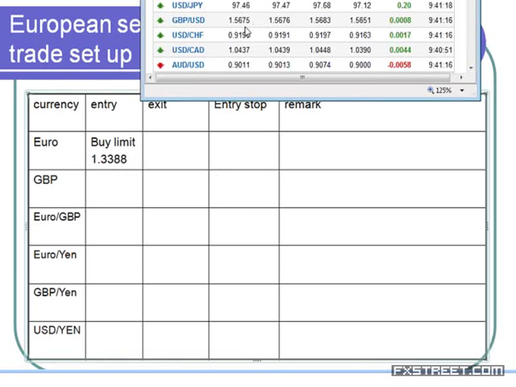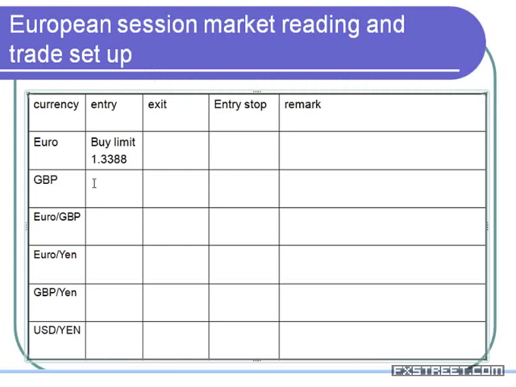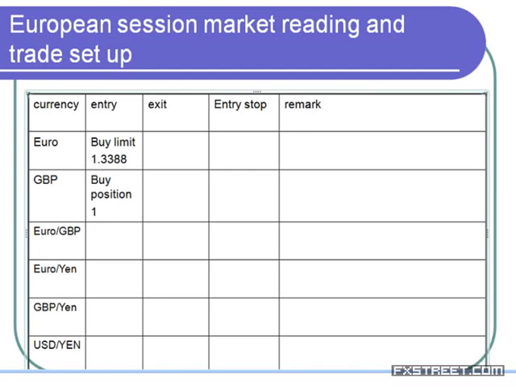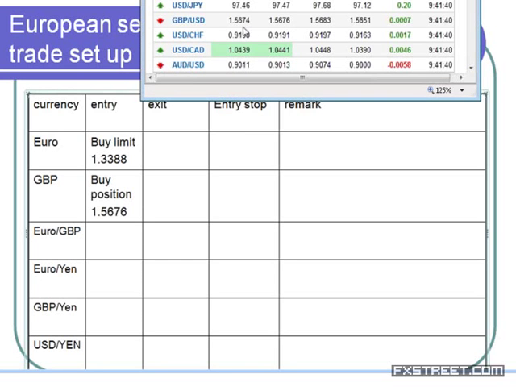And in the case of GBP, they are still holding above the 1.5671 level. So I'll try to take a buy position here. The market is at 1.5676.